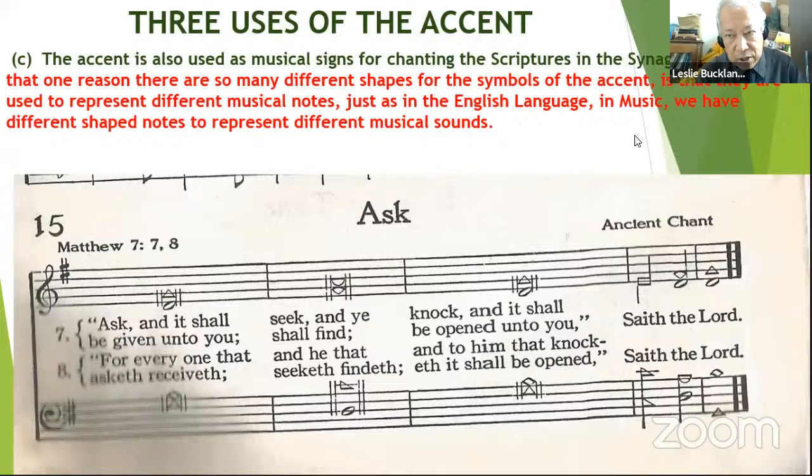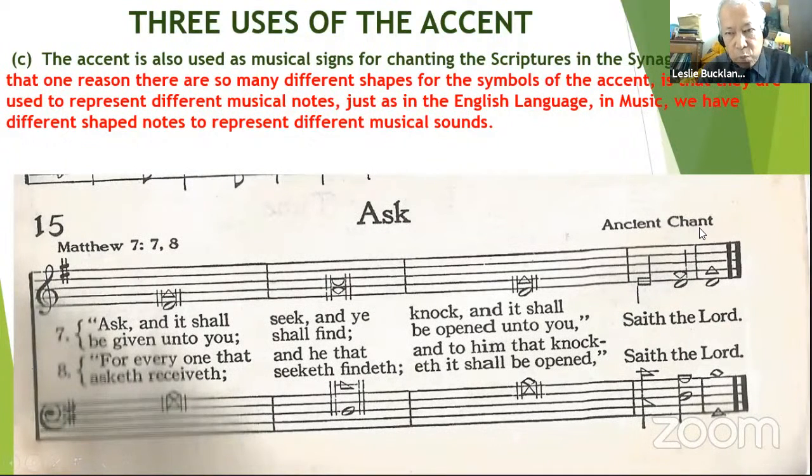I'm going to reposition the video so you can see this hymn. Now, this is a hymn in one of our hymn books. It is not used much by the churches today, but was in great use back in the 1970s. It's called Great Songs of the Church. And in number 15, there is an ancient chant that is based on Matthew chapter 7, verses 7 and 8.